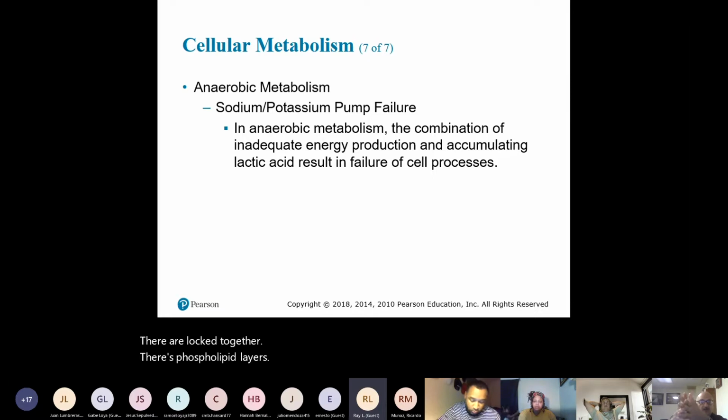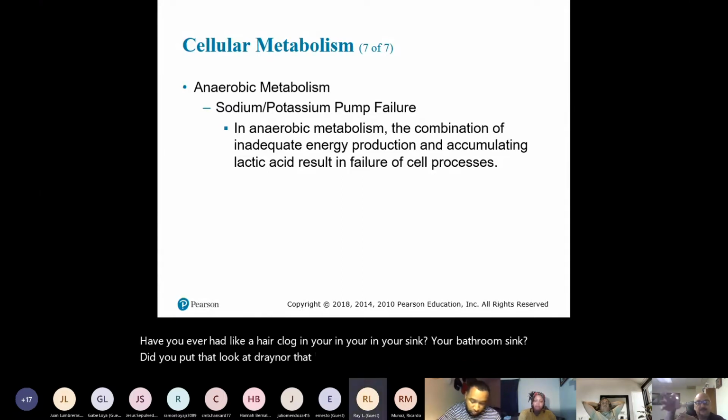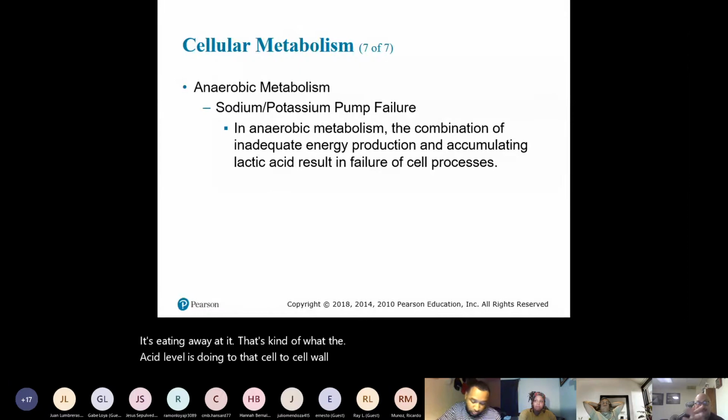And so have you ever had like a hair clog in your bathroom sink? Did you put that liquid drainer in that dissolves or takes care of those hair plugs? Yes, sir. Yeah. It's eating away at it. Well, that's kind of what the acid level is doing to that cell wall. It's eating it away until it goes poof. It's more like that.